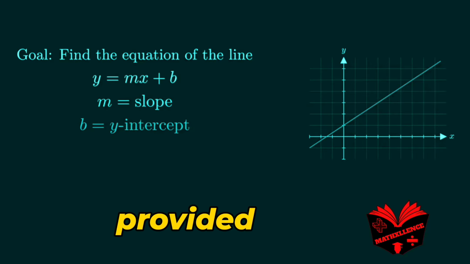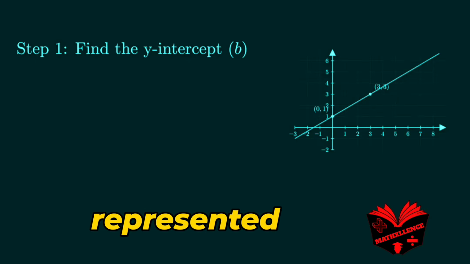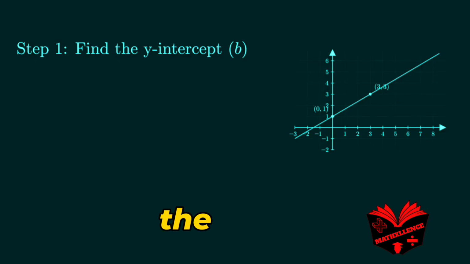Let's look at the graph provided to find these 2 essential pieces of information. First, let's find the y-intercept, represented by the letter b. This is the easiest part because we just need to see where the line touches the vertical axis. Looking at the graph, the line crosses the y-axis exactly at the point (0, 1). Since the y value is 1 at this crossing, our b value is positive 1.